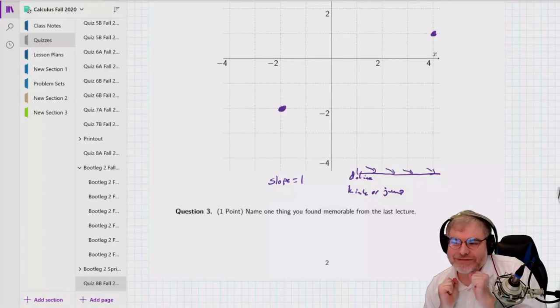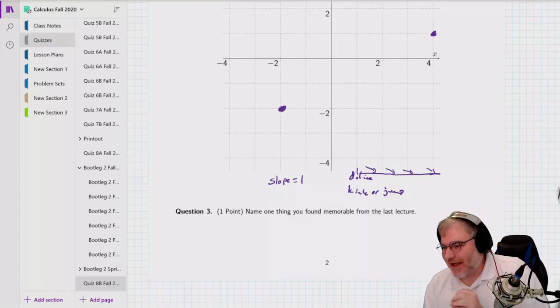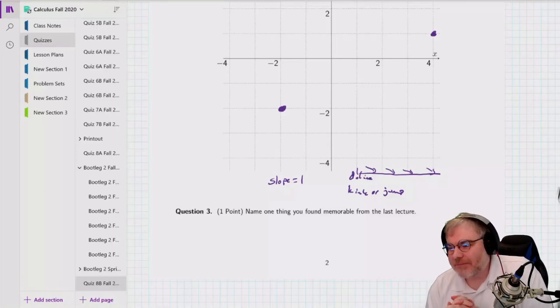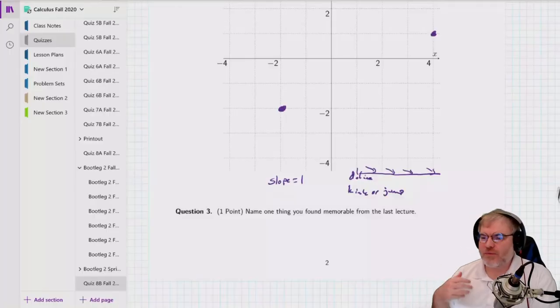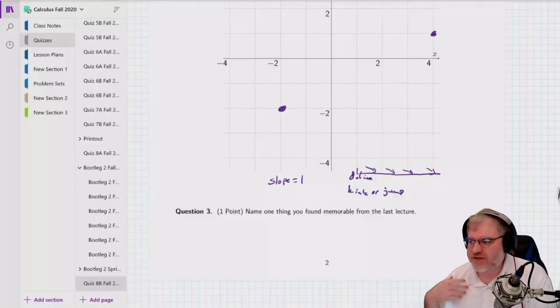But I like them so much that when I was writing the exams, they always appeared, right? But these are actually really good questions. They're questions that are hard to do on WebAssign. So, you know, we like them as test questions.